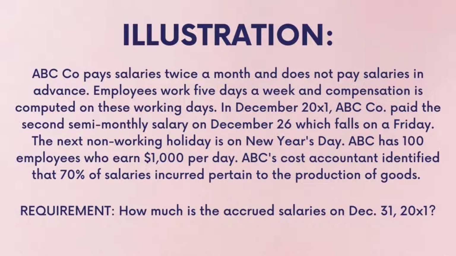In December 2021, ABC Company paid the second semi-monthly salaries on December 26, which falls on a Friday. The next non-working holiday is New Year's Day. ABC has 100 employees who earn 1,000 pesos per day. ABC's cost accountant identified that 70% of salaries incurred pertain to production of goods. Question: how much is the accrued salaries on December 31, 2021?